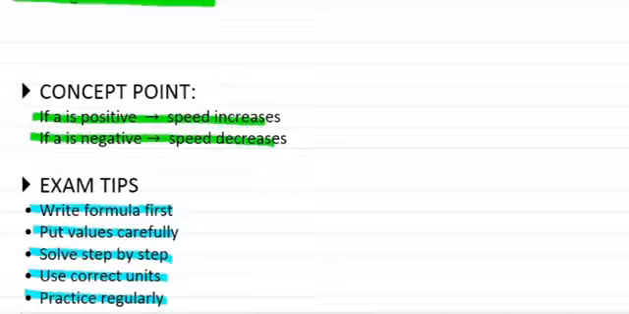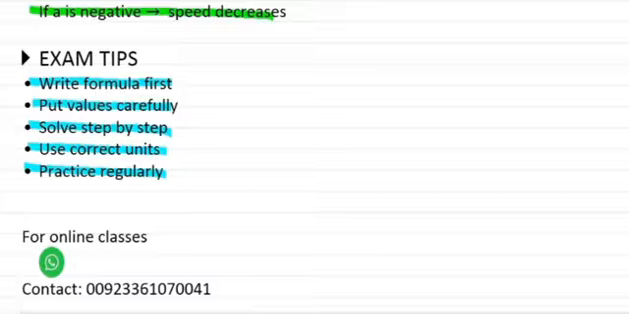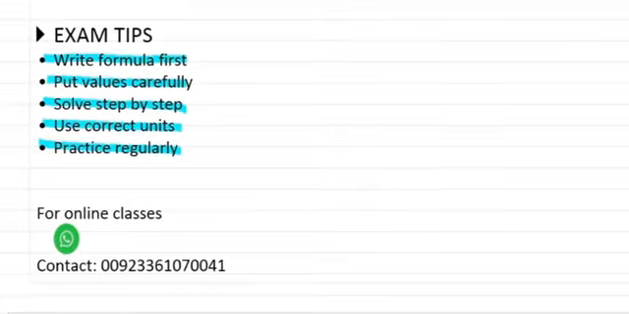Before we end this lecture, let me give you some important exam tips. Tip number 1 is always write the formula first. Tip number 2 is write the given values carefully. The third tip is substitute the values correctly, solve step by step, and do not skip steps. Always write units with the final answer. Practice more regularly. This is all about the exam tips. And if you are preparing for Cambridge or any national and international exams, stepwise solving and neat presentation are very important for getting good marks.